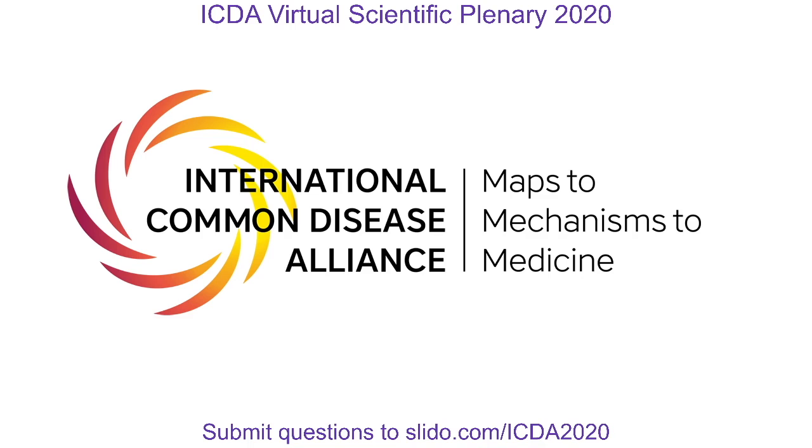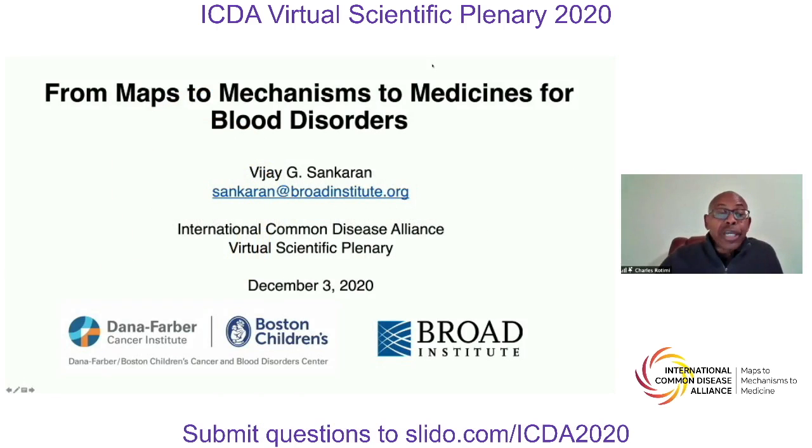Yes, can you hear me? Yes. Okay, thank you very much. Our next speaker is Vijay Sankaran, and he's Chief, Division of Hematology and Oncology, Boston Children's Hospital, an Associate Professor of Pediatrics, Harvard Medical School. Vijay received his PhD and MD degree from Harvard Medical School, and his research group focuses on understanding how genetic variation alters human blood cell production and hematopoiesis. Thank you, Vijay. Please take it away.